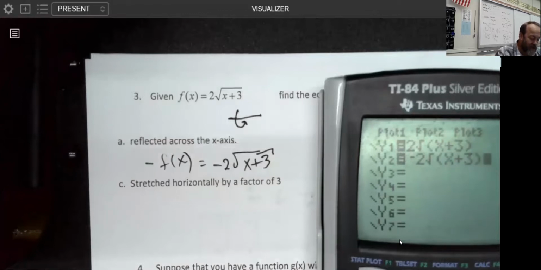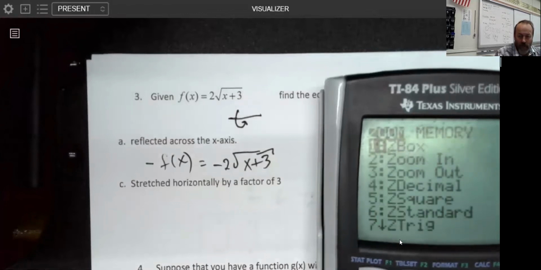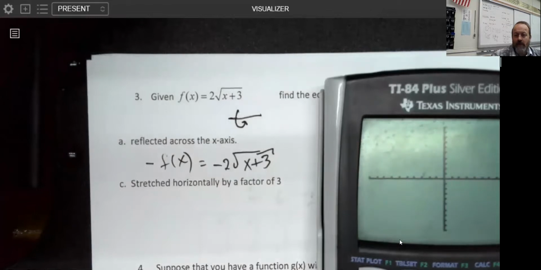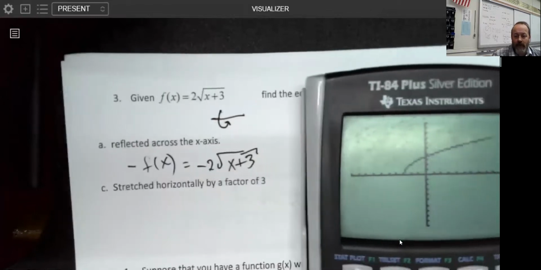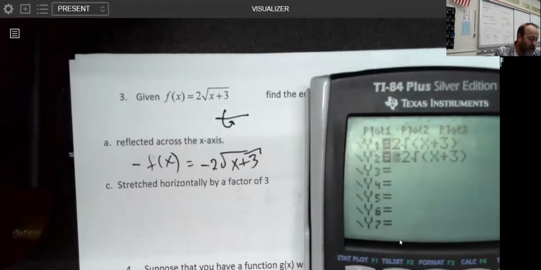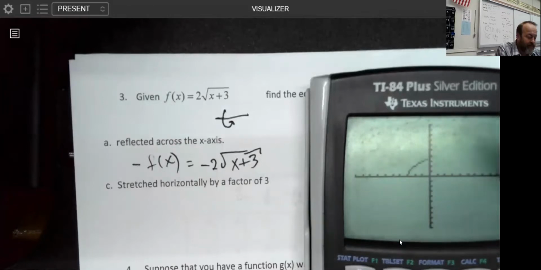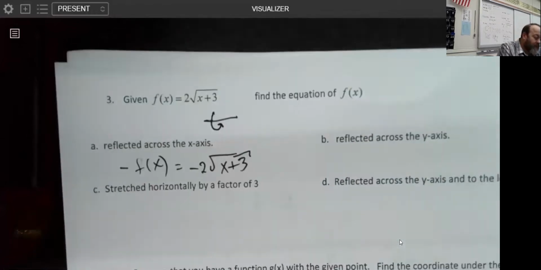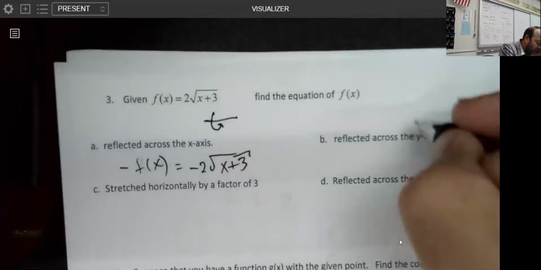If I hit zoom 6 to go to a normal window, my original function looks like that, and here comes my new function, which should be the same thing flipped upside down. I think you can see very quickly that I have this one sitting on top, and the new one is perfectly flipped over underneath. That seems appropriate.